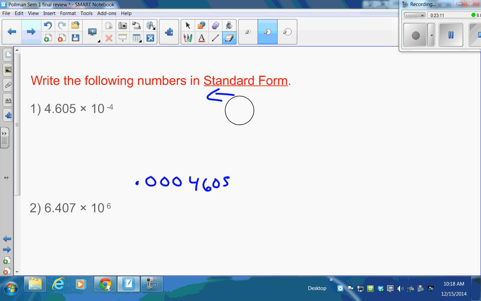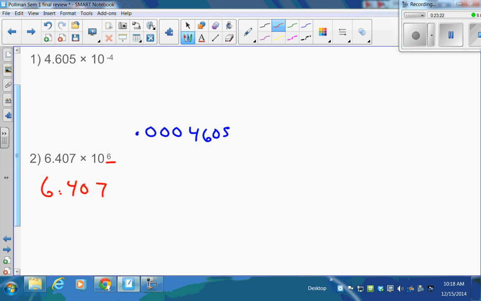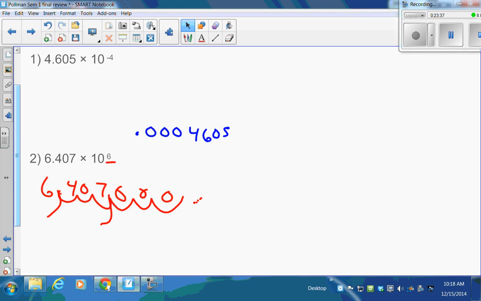If you're doing math in scientific notation, you're doing it wrong. Just count, count, count. This other one I have 6.407. Got to move it 6 places: 1, 2, 3, 4, 5, 6. Put in your zeros. Start at this side right here and put in your commas. 1, 2, 3, comma. 1, 2, 3, comma. You should have 6,407,000. That is how you do scientific notation, my good friends.